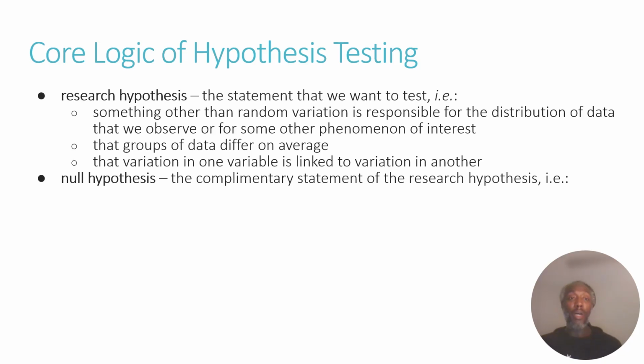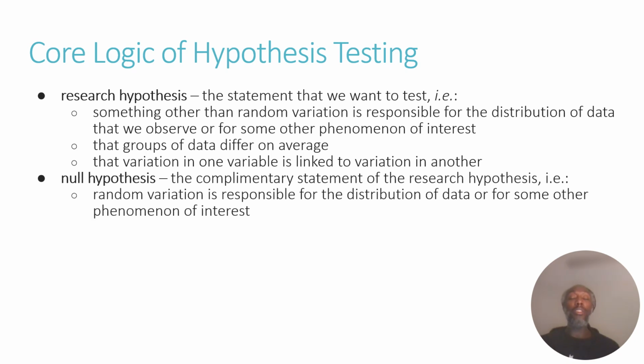So we have pairs of hypotheses, a research statement, that is what we generally want to test, and a null hypothesis, which is the opposite statement, or rather the complementary statement. So if we're saying that there's something other than random variation that's responsible for how our data are distributed, the complementary statement would be that random variation is what's responsible for the distribution of our data.